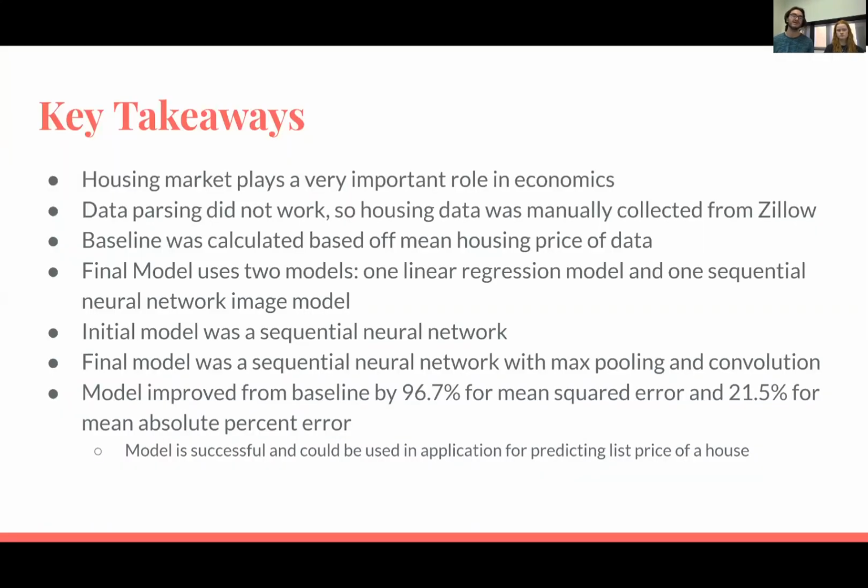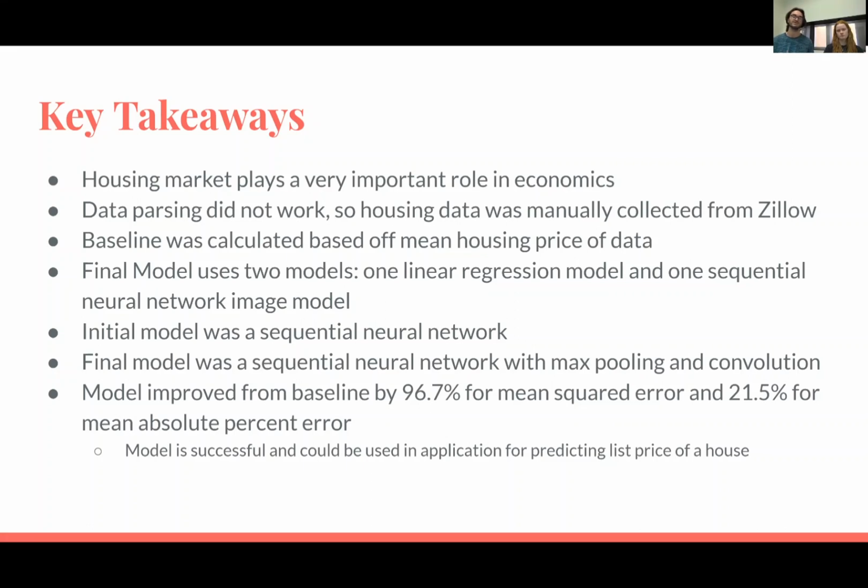Some key takeaways. Essentially, the housing market plays a very important role in economics. Data parsing through Beautiful Soup was unsuccessful, so housing data had to be manually collected from Zillow. This definitely affected our model. Baseline was calculated based off the mean of the housing price data. The final model used 2 models, one linear regression model and one sequential neural network image model with a convolutional base, and was combined into a final overall linear regression model.